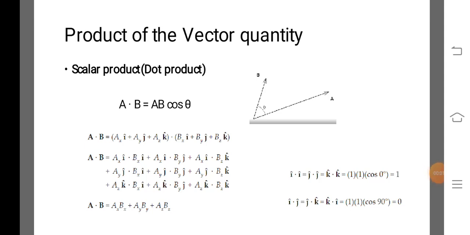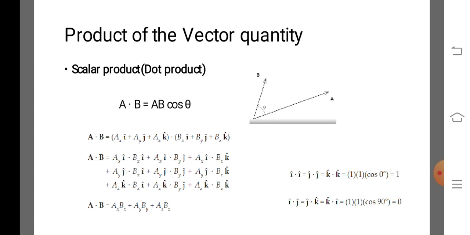Students, in this online video we have to see the product of vector quantities. This product of vector quantities has two classifications. One is the scalar product, another one is the vector product. Scalar product or dot product, vector product or cross product.